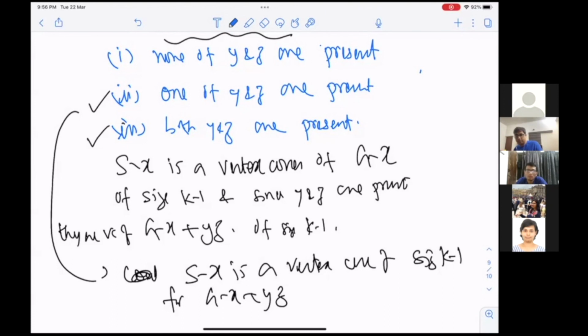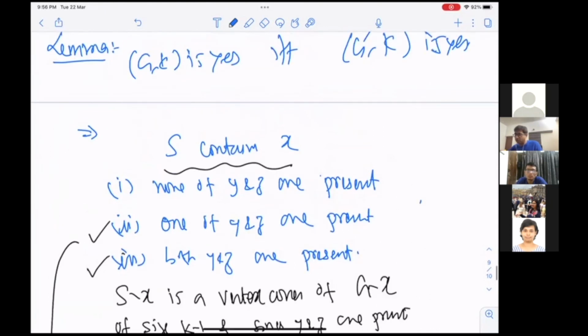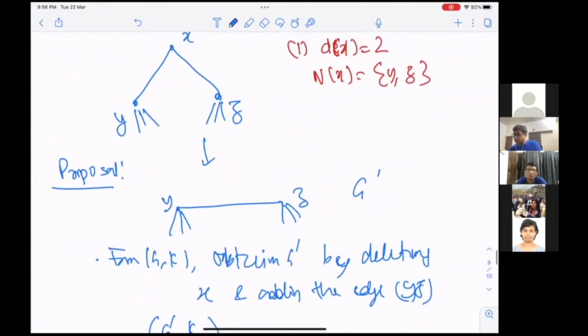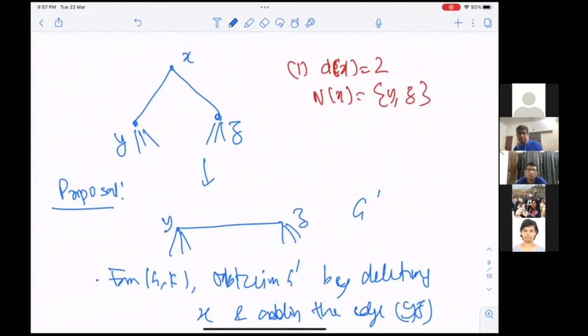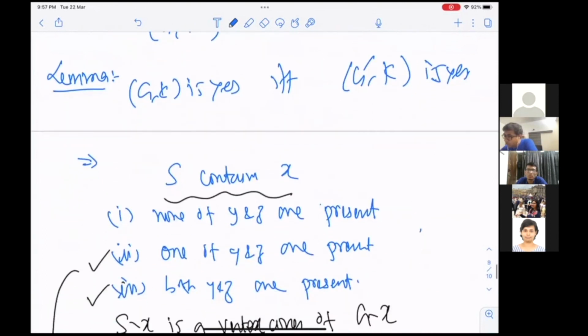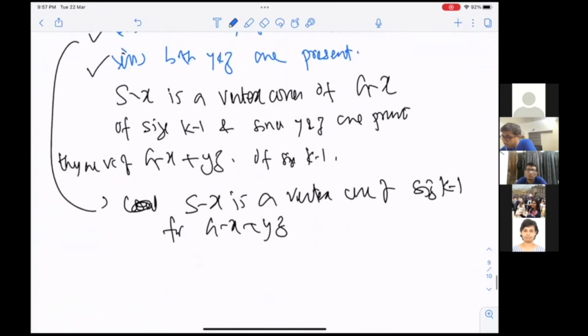Yes, but in the original graph, who will cover that XY? I'm only talking about the forward direction, no? In the forward direction, this YZ edge was not there, right? By our construction, there is no edge YZ. Okay, so let's see what the first case is.